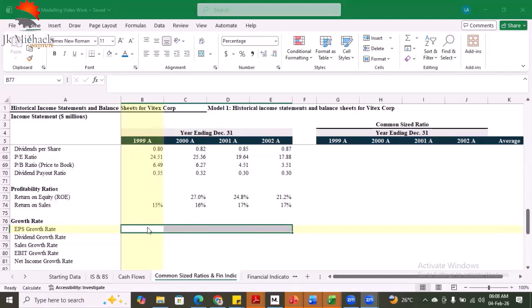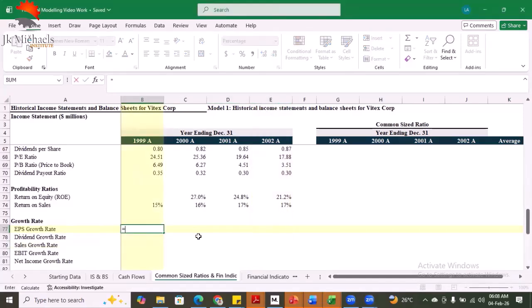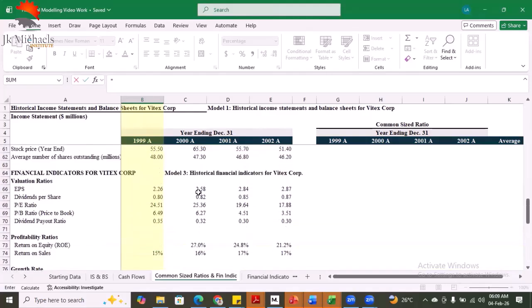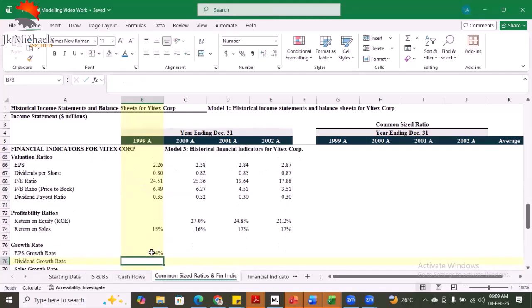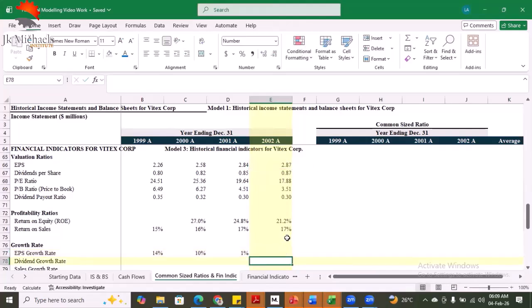All right. Now for earnings per share, let's get down to earnings per share growth rate. It's going to be the next period in earnings per share divided by the previous period in earnings per share minus 1. And that will give us 14%. If we drag this across, then it will give us 10 and about 1%. Of course, if we took this, there's no next period, so we're going to see an excessive negative growth rate. So that would not apply.